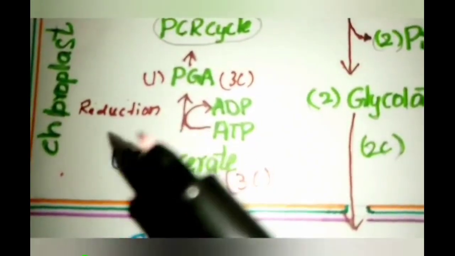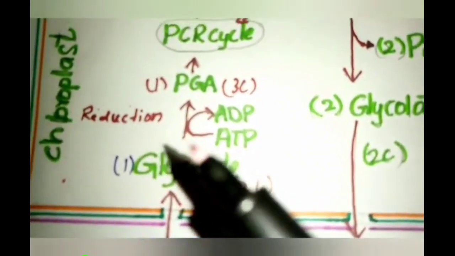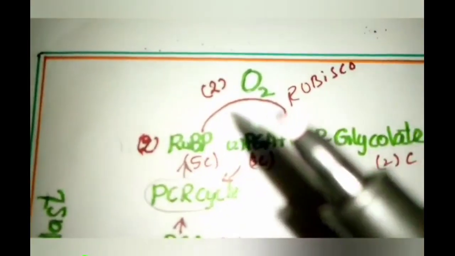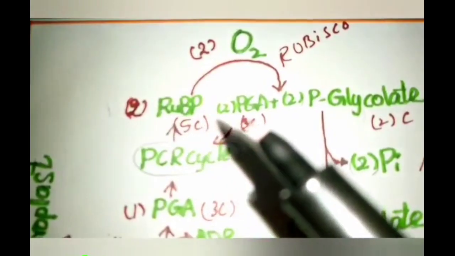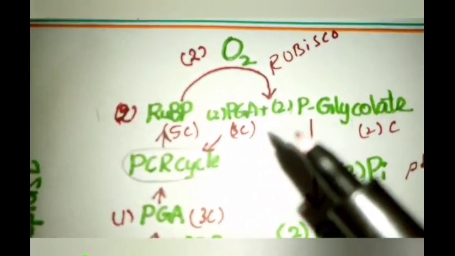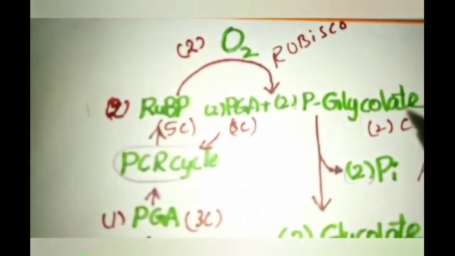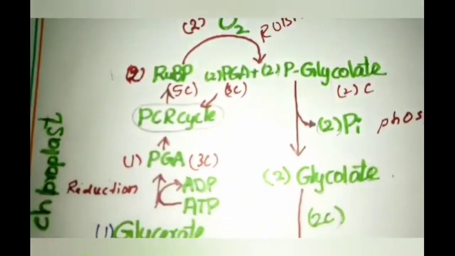This process is called reduction. This takes place in the presence of reductase enzyme. Then phosphoglyceric acid, a 3 carbon compound, is going to recycle into the formation of RuBP. In the sense, 2 RuBP molecules, then 2 oxygen molecules, 2 moles of phosphoglyceric acid, 2 moles of phosphoglycolate. This continues as a series of reactions.